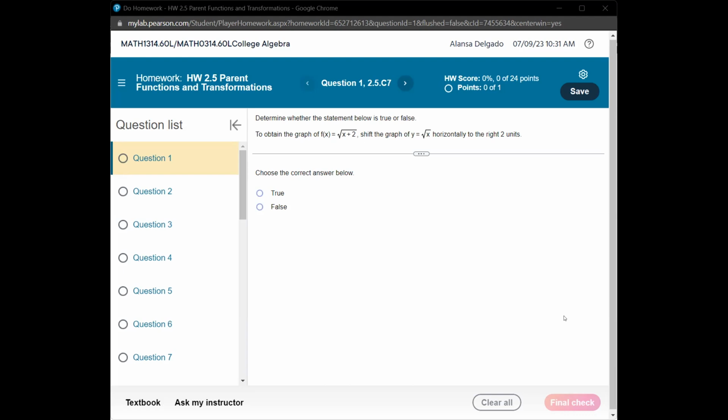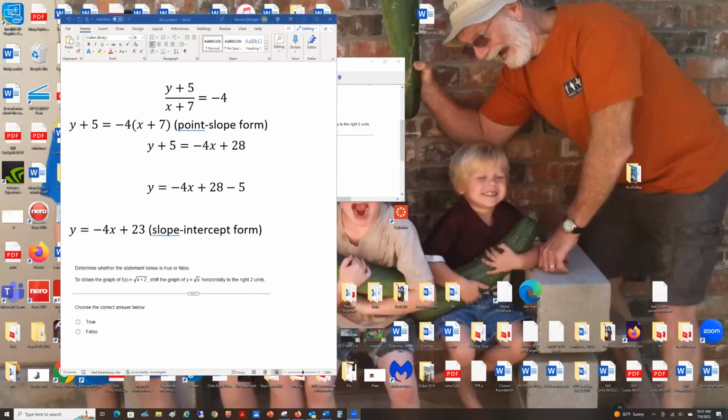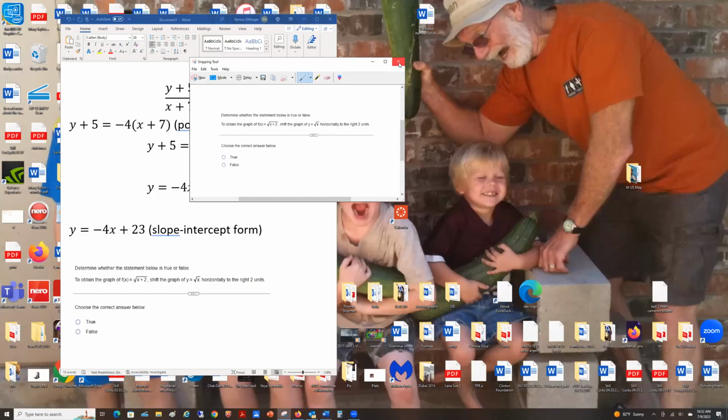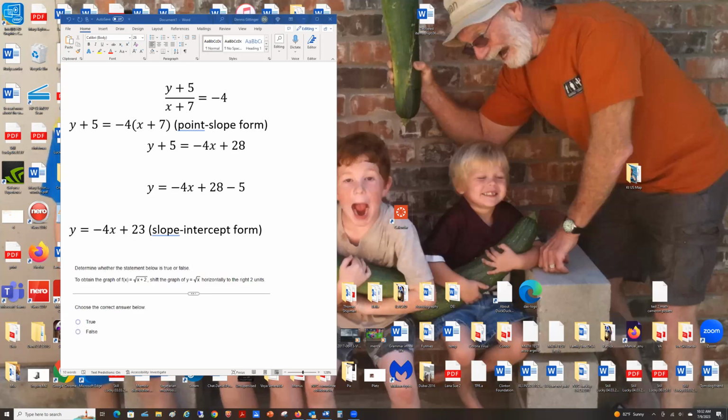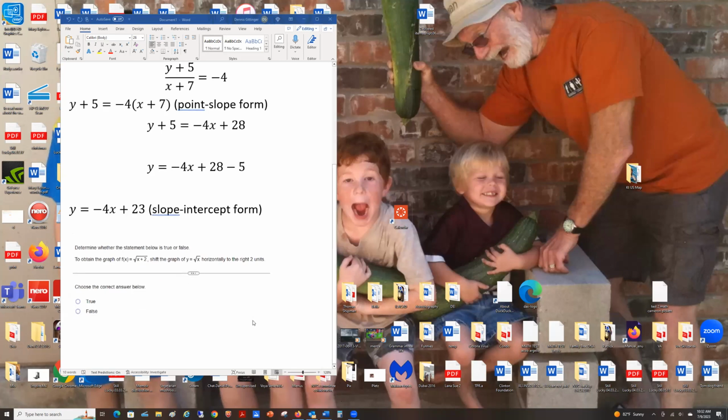Now I'm going to share my screen again. Okay. I wanted to show you a resource. I'll share the whole screen this time, so you can see my cute grandchildren back there. All right. It's actually going to be shifted to the left 2 units.